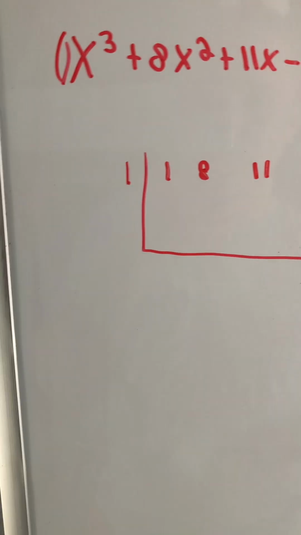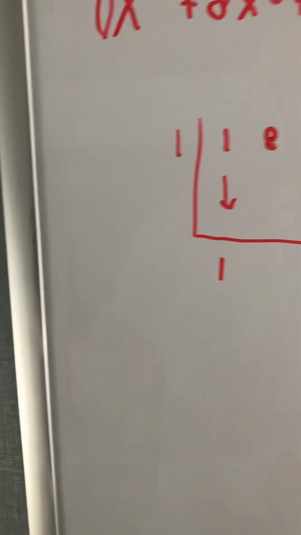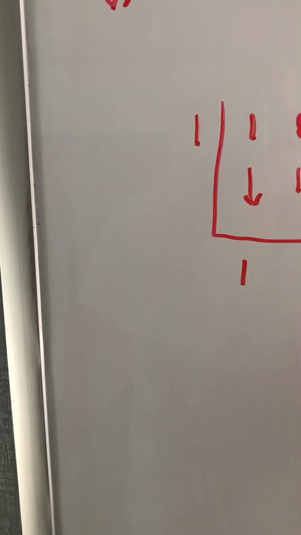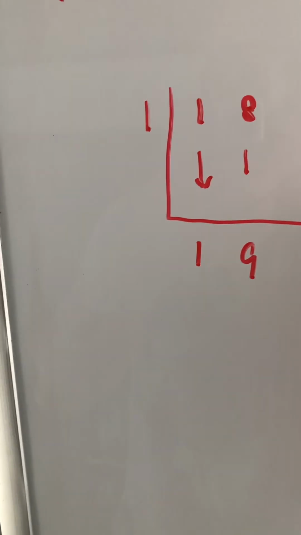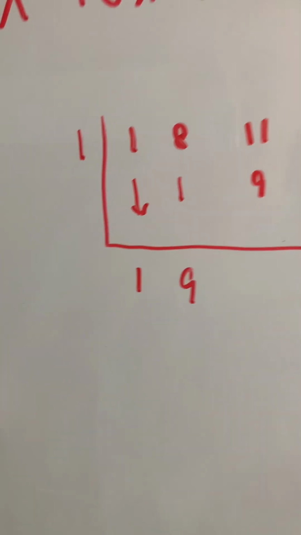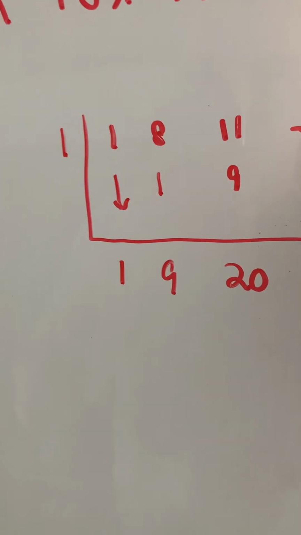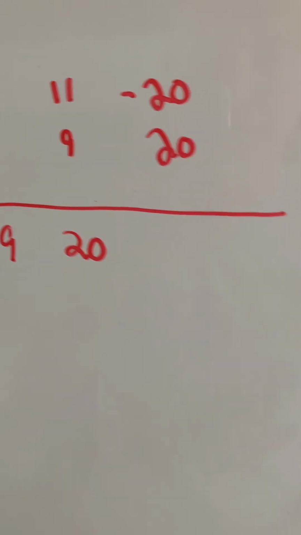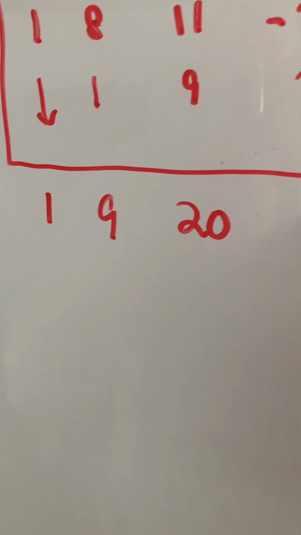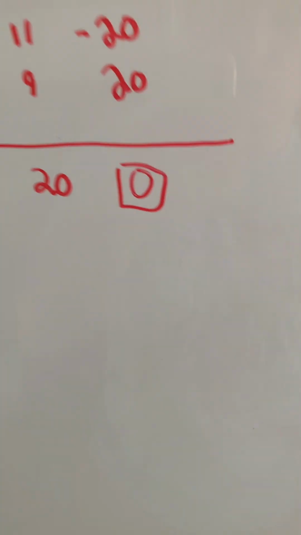Next, I'm going to drop the 1 from this side right here. Then 1 times 1 is 1. Then I'm going to add 8 and 1, which gives me 9. 9 times 1 is 9. 9 plus 11 is going to be 20. 20 times 1 is positive 20. Negative 20 plus positive 20 is just 0. So okay, I got that so far.